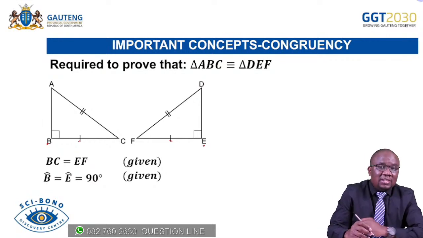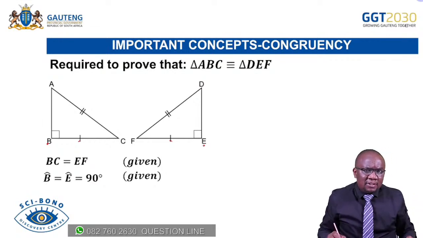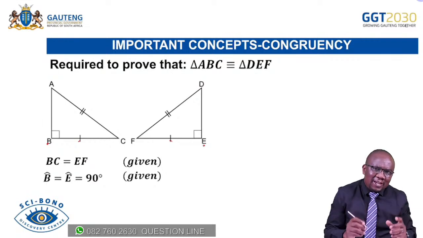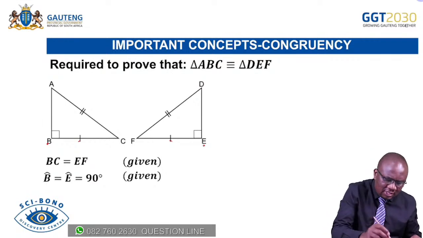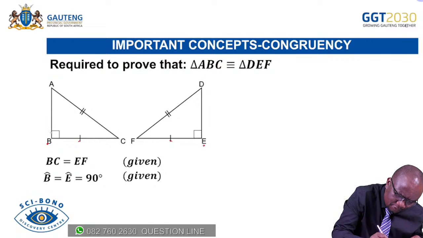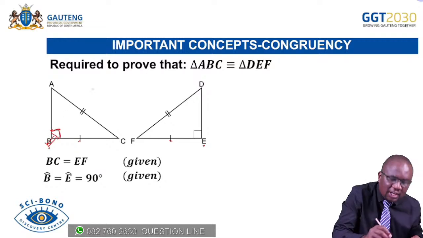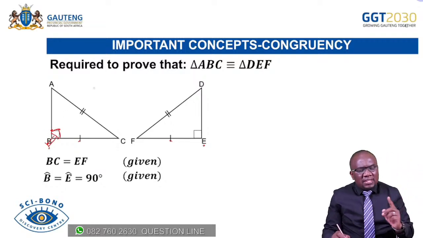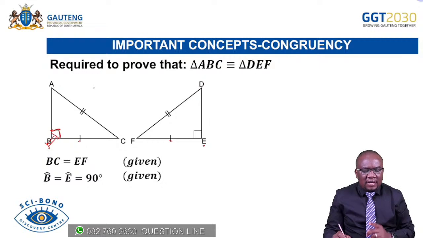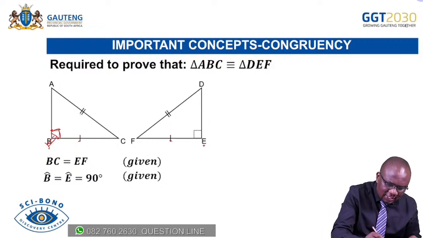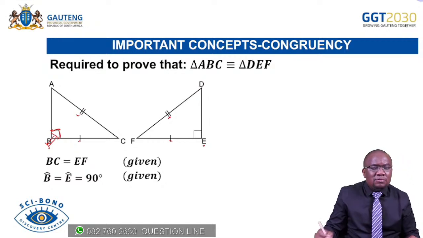Hypotenuse, right? The longest side of a right angle triangle, or the side opposite the right angle. You see this thing? It's like an arrow. If I draw like this, it's pointing to the hypotenuse. So AC and DF are the hypotenuse, and they are equal because it's indicated here that these 2 lines are equal.